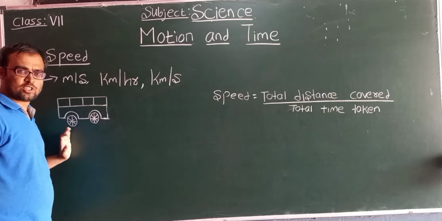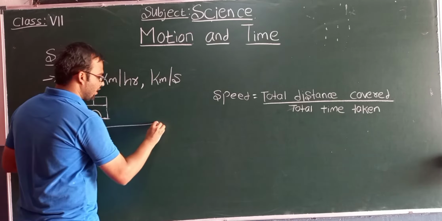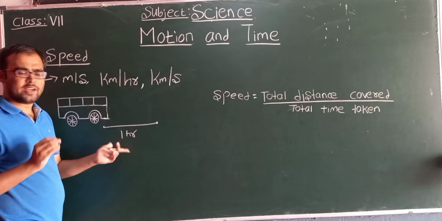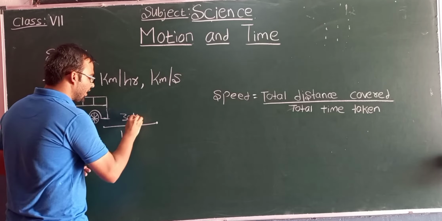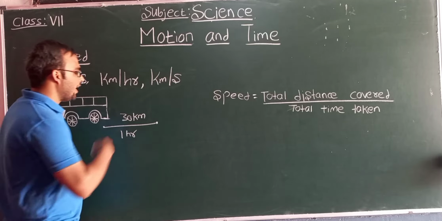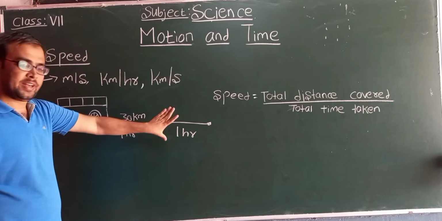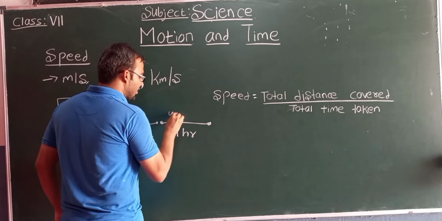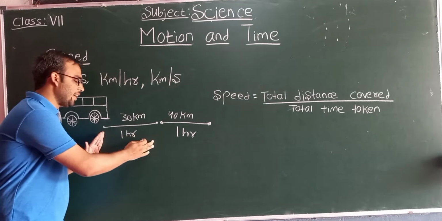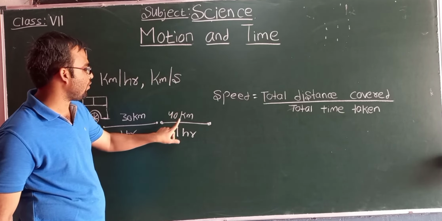Suppose there is a bus. In the first hour it has traveled a distance of 30 kilometers, and in the next hour it has traveled a distance of 40 kilometers.